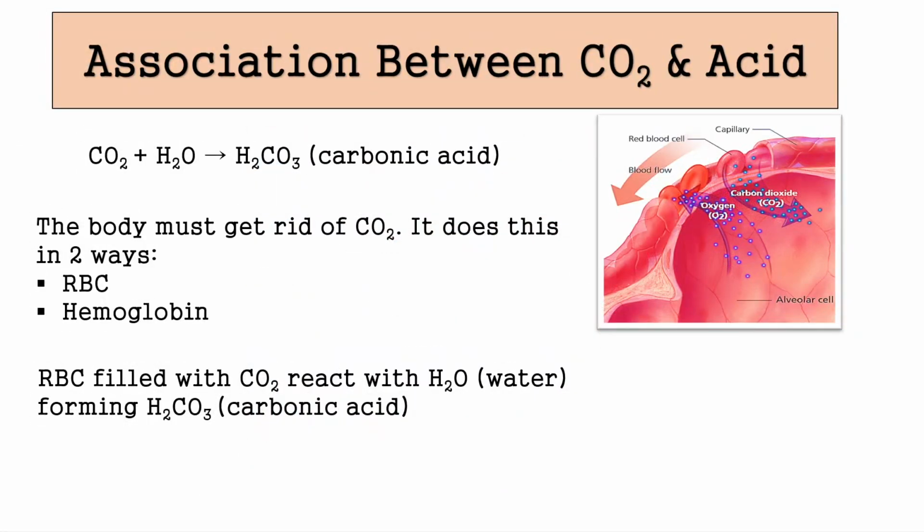So you have CO2 plus H2O yields H2CO3, which is carbonic acid. The body has to get rid of CO2. It does this in two ways: the red blood cell and the hemoglobin. That RBC is filled with carbon dioxide. It reacts with water, forming H2CO3. I said it's a weak acid, and it's called carbonic acid.